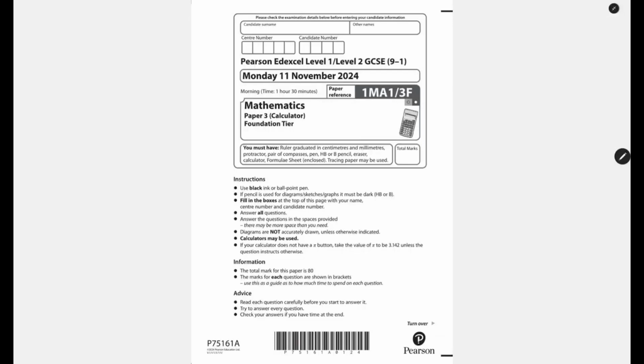Today we're going to be going through the 2024 November Paper 3 Calculator Foundation Tier paper. We'll be going through each and every question step by step to make sure that we get full marks.